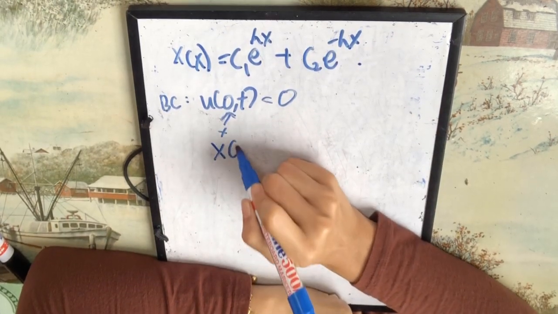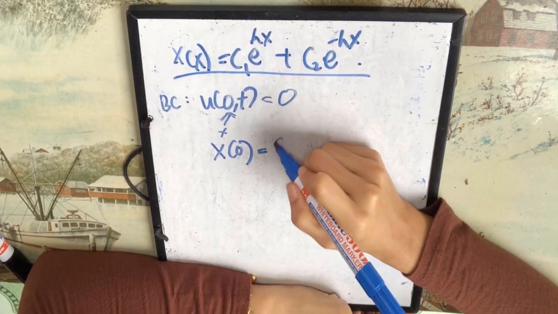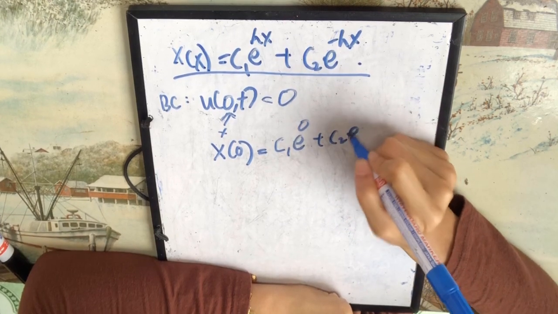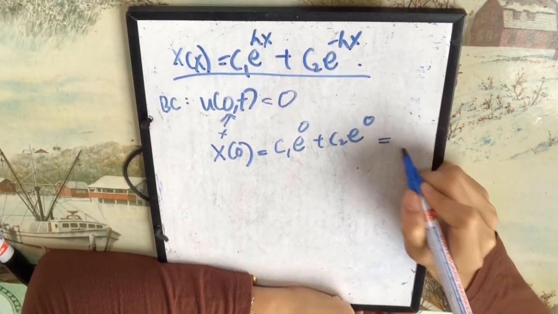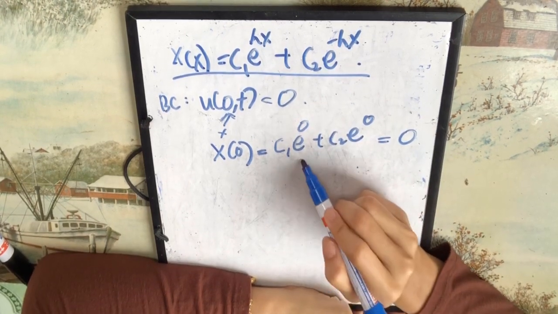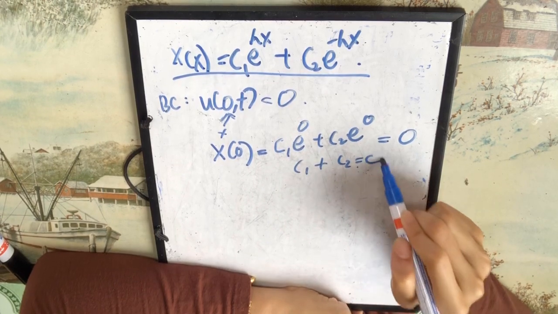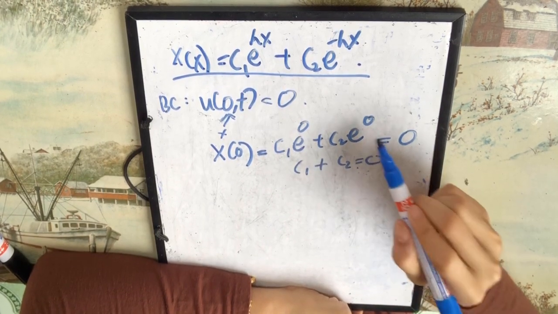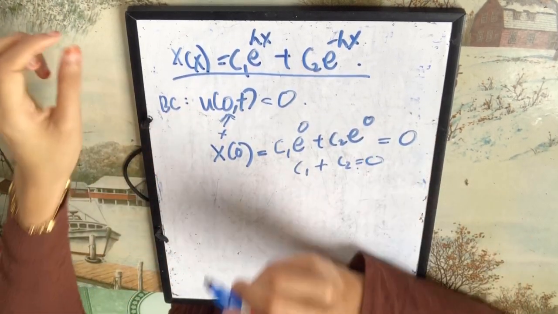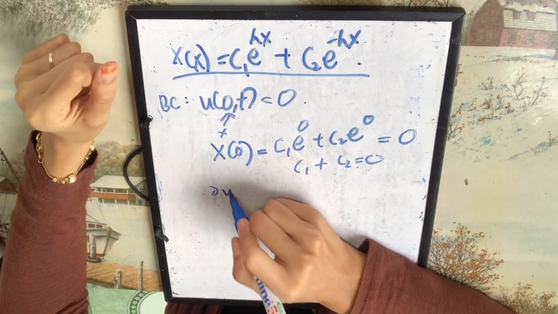So at 0, this is your equation: C1 e power of 0 plus C2 e power of 0, and this must equal 0. Follow this one. You are just left with C1 plus C2 equal to 0, because e power 0 is 1, e power 0 is 1, so you have C1 plus C2. So you just hold it first. Now continue with the second boundary condition given here.